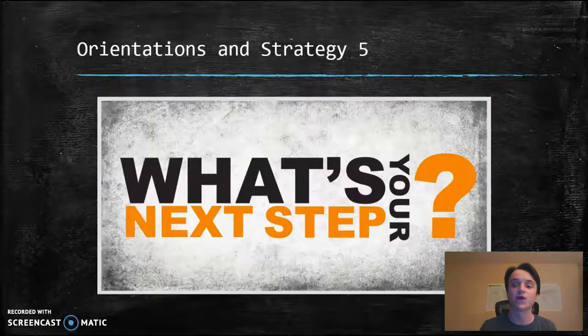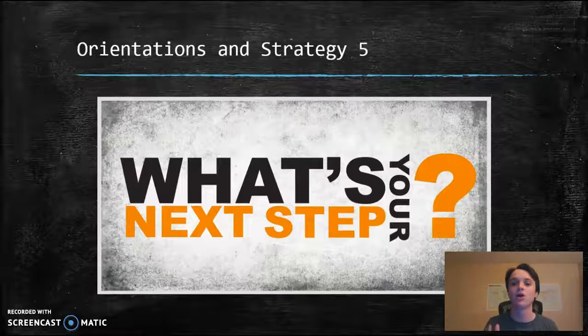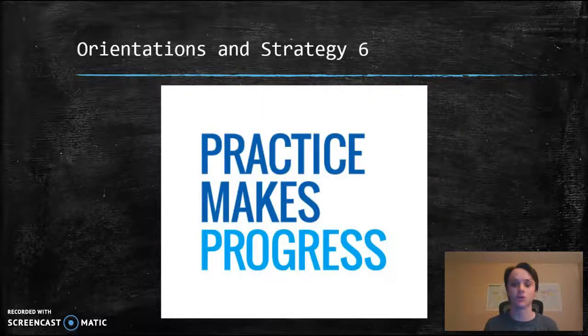For strategy 5, when you're trying to figure out what to do next, you need to examine what you think their goal orientation is, and you need to build their pathway to learning in order to accommodate that, in order to maybe turn that task completion or ego orientation back towards a learning orientation.